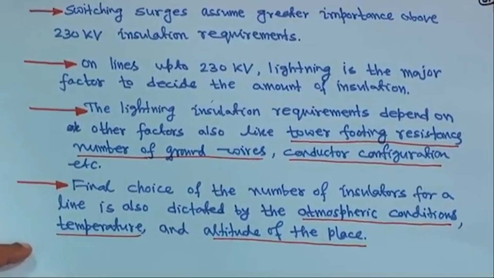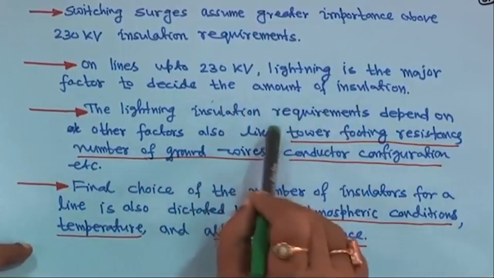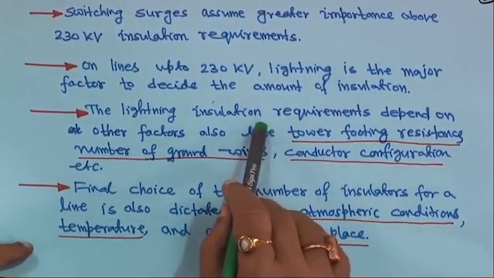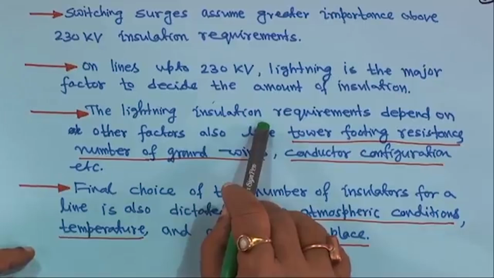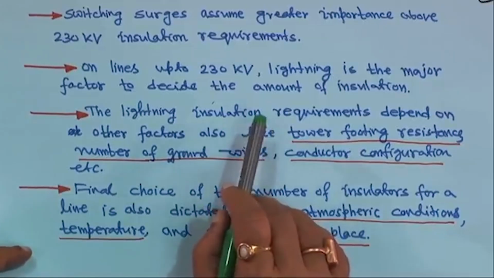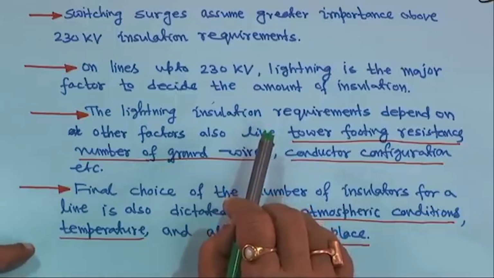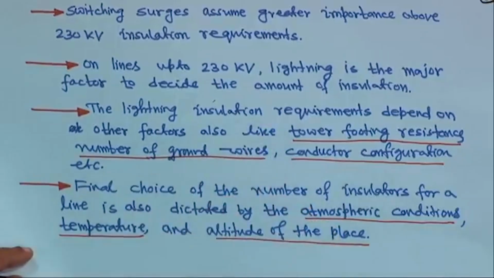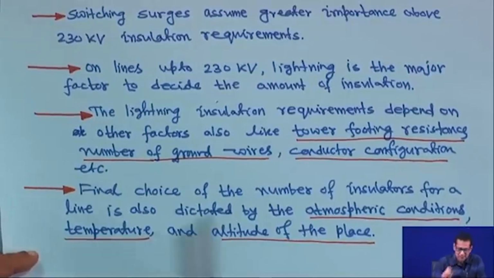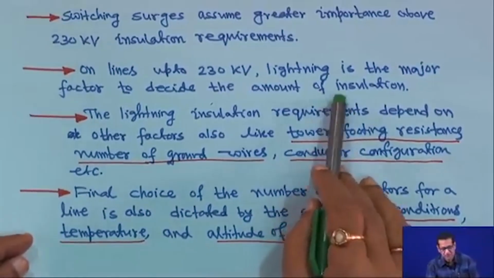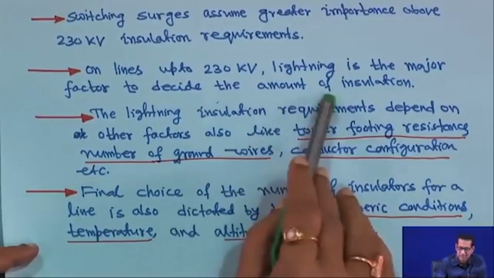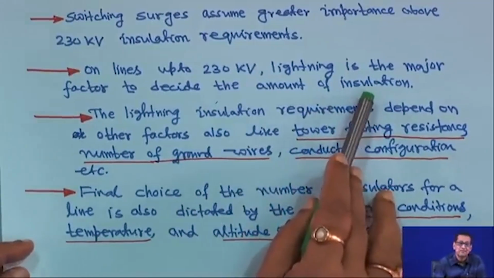Lightning is the major factor to decide the amount of insulation. If a lightning stroke is there on the top of a tower, then you do not know how much it can affect your equipment or apparatus at the substation. So, a lot of protection is required. You have lightning arrestors and other things, but anyway, lightning is the major factor to decide the amount of insulation for everything.